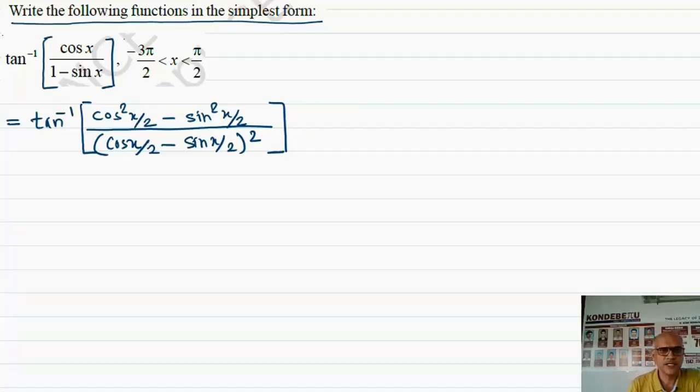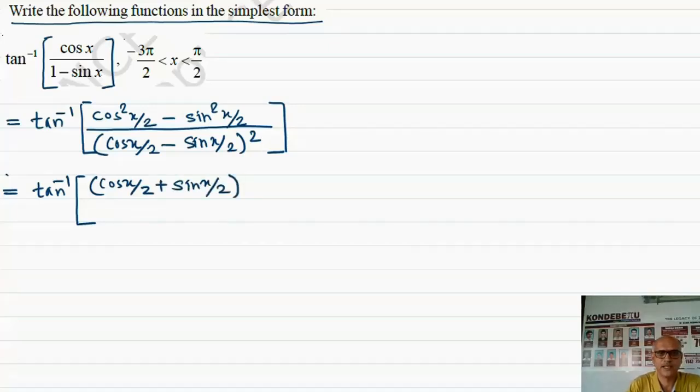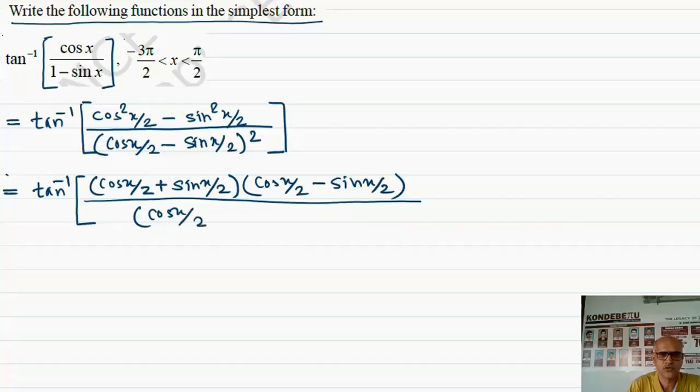Now if you observe, numerator is in the form of a square minus b square and denominator is a minus b whole square. So in the numerator I will apply a plus b and a minus b. So I will write this as cos x by 2 plus sin x by 2 and cos x by 2 minus sin x by 2. A plus b into a minus b. The denominator I will keep as it is, cos x by 2 minus sin x by 2 bracket square. Clear? Now if you observe, cos x by 2 minus sin x by 2, one term gets cancelled.